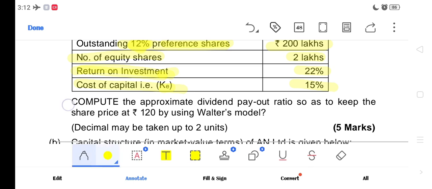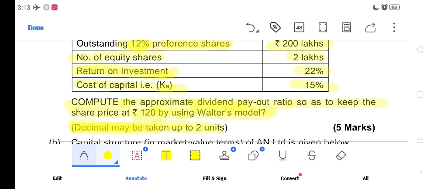What they're asking is to compute the approximate dividend payout ratio so as to keep the share price at 120, which is P, the market price, by using Walter's model. In Walter's model only, these R, KE and so on are there. So without looking at the required part, you can know the formula from the given information. They are also telling that decimals may be taken up to 2 places.